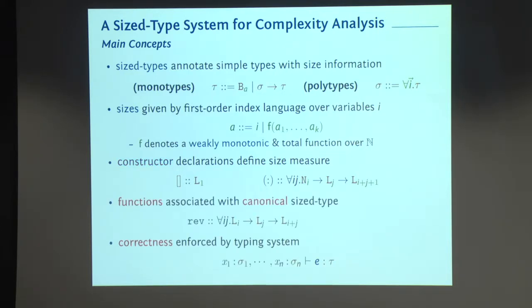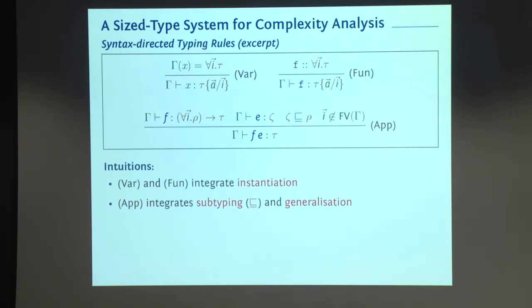Then functions in this system are associated with what we call a canonical size type, and correctness of these associated types is then enforced by a type system. Now, canonicity here essentially means that your types to the left of an arrow need to be annotated with distinct size variables, as you see here in these examples. So what I've depicted here is a small excerpt of the syntax-directed typing rules.